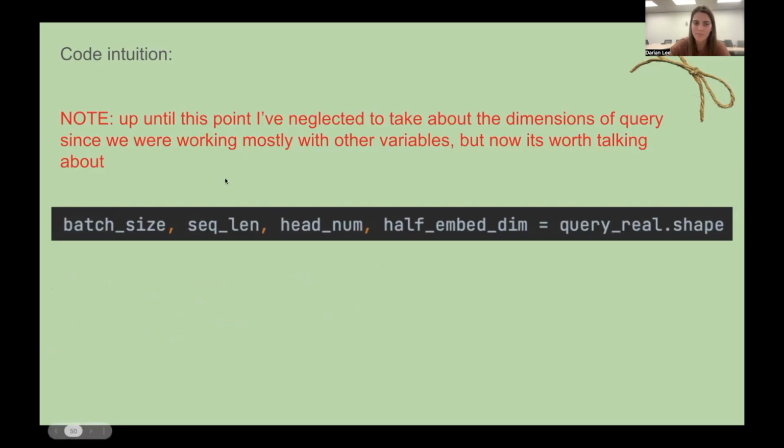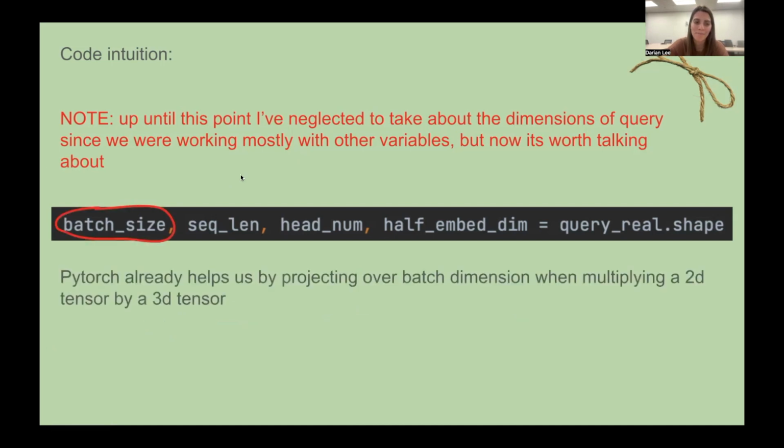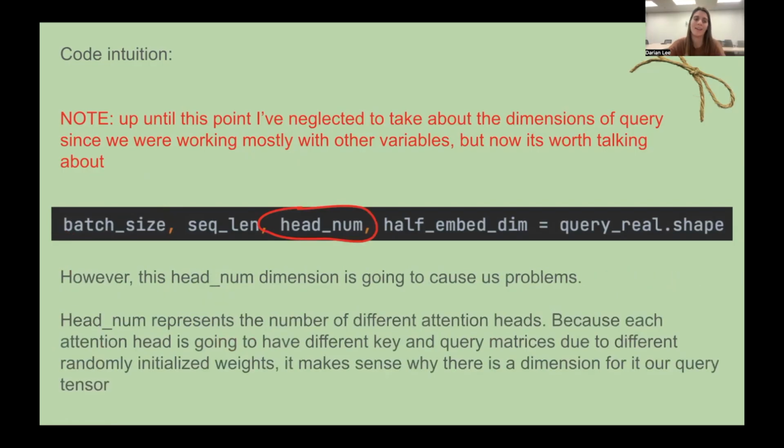And this is going to affect us because, okay. So usually PyTorch already helps us a lot by projecting over batch dimensions when multiplying a 2D tensor by a 3D tensor. So this is going to happen a lot. Anytime you use matmul, it's going to automatically do this. It's going to help us a lot when calculating attention from scratch. However, this head num, PyTorch isn't going to help us do this automatically. We're going to need to actually physically project over this head num.